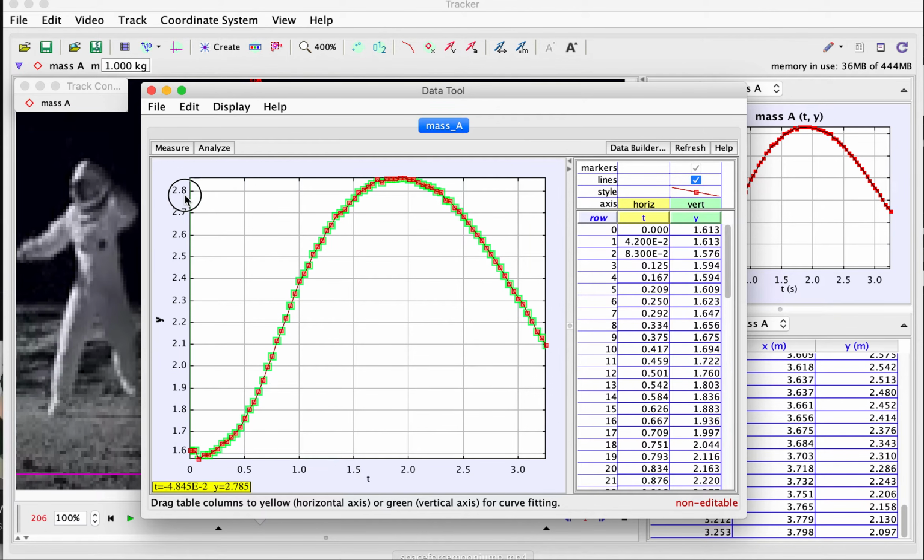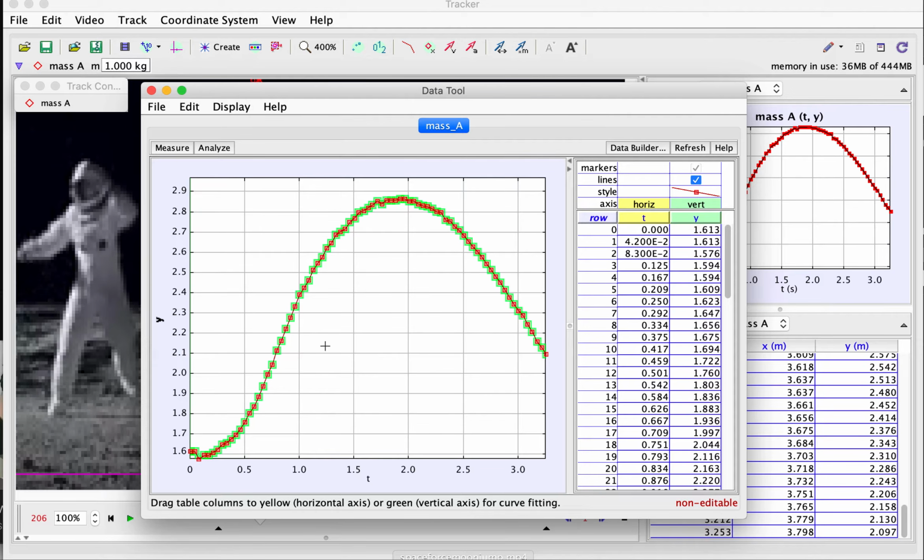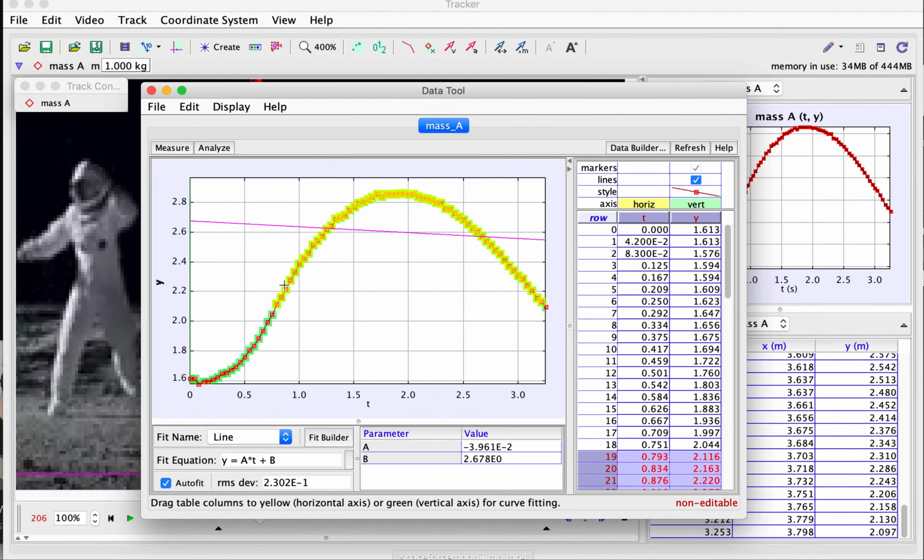So let me scroll this down a little bit so I can have room. And now I'm just going to highlight this stuff. That's the part I want to analyze. And go over here, Analyze, Curve Fit, and it fit a line, but I don't want that. I want a quadratic equation, so parabola, and there you go. So this is the thing I want right there.